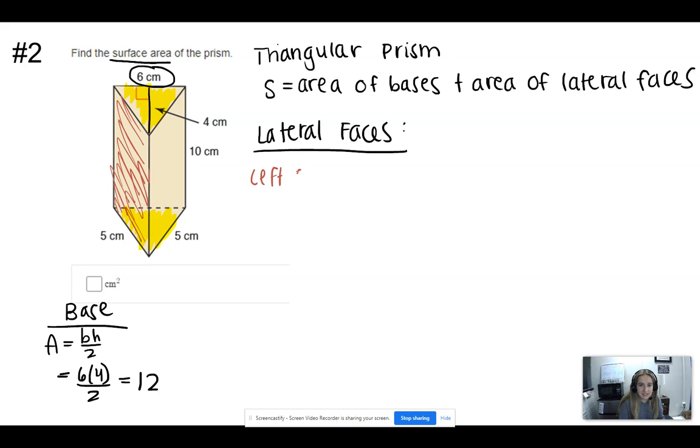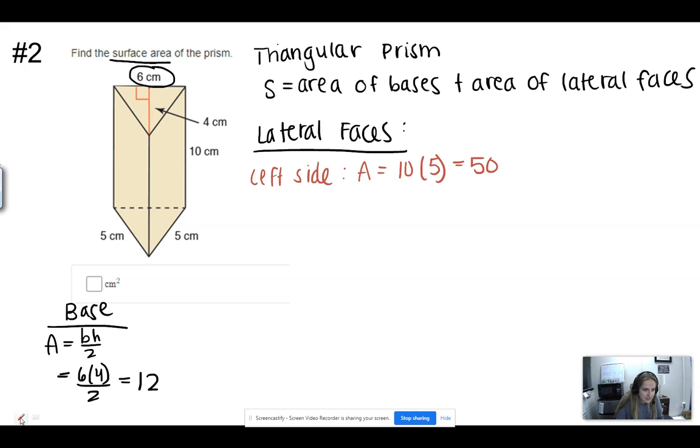So left side, and the area for the left side, well, these are just rectangles. And remember, to find the area of a rectangle, it's just length times width. So I see that the width is 5, and the length right here is just the height of that prism. So it's going to be 10. So we are going to do 10 times 5, that's going to give me 50. All right. Now I'm going to just erase that so we can keep track of everything.